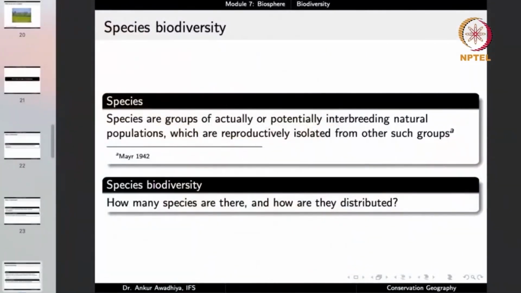Now, when we talk about species biodiversity, we are asking the question, how many species are there and how are they distributed? So if there is a forest that is, say, having 10 species of organisms, and there is another forest that is having 1,000 species of organisms, which one will you say will have a greater amount of species biodiversity? Well, the one that has 1,000 species. So the more the number of species, the more is the amount of species biodiversity.